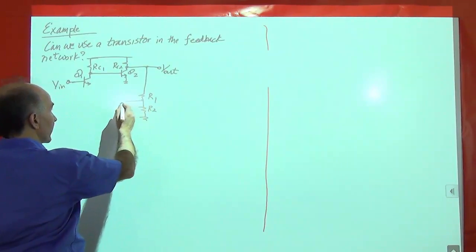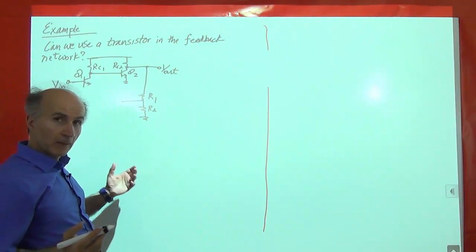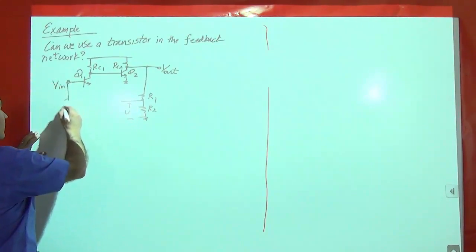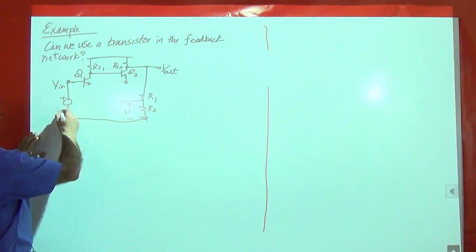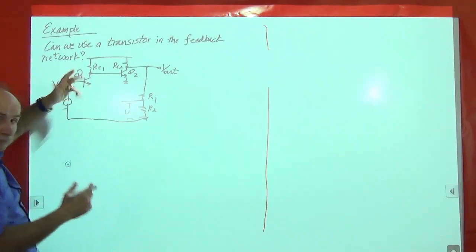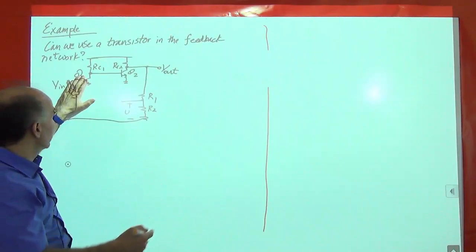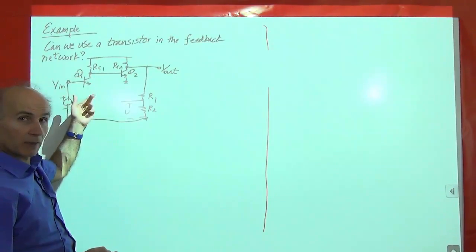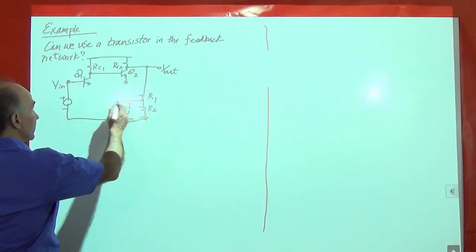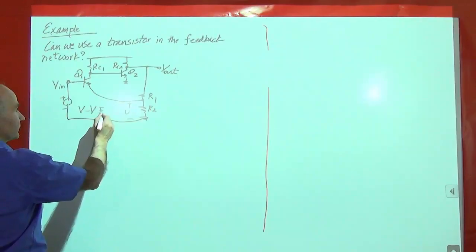Now, we saw before that I could connect this point to this point, and that would be voltage-voltage feedback, because this is U, right? This is V in, and these are the two inputs of the amplifier. So if you just connect this to here, that becomes a voltage-voltage feedback circuit. In previous examples, this transistor was the other way. The input went to the emitter or the source. Now it's this way, but it's the same principle. Okay, so let me do that and make sure that we understand. So this is voltage-voltage feedback, right?